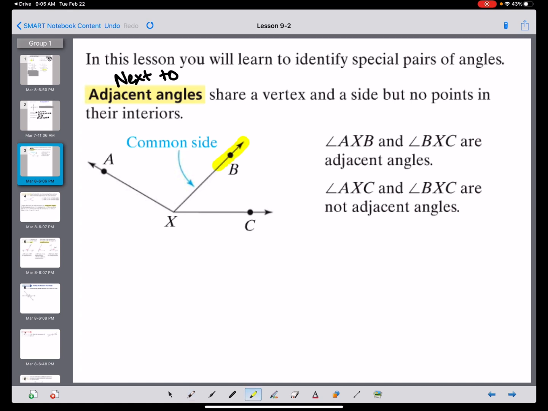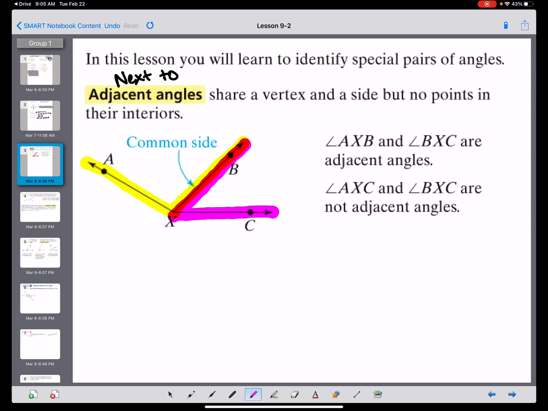Notice that this is the common side. It's kind of like they're overlapping. I like to think of it as an overlapping side. So I've got this angle here, and then I've got this angle here, and they share side XB. And it's 2 angles that are adjacent.